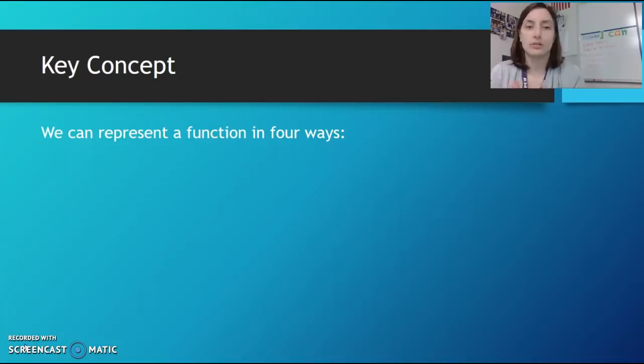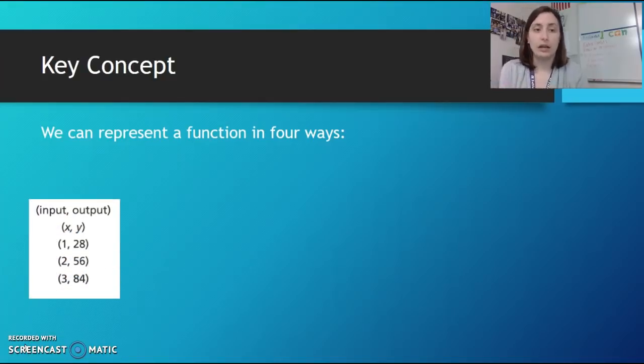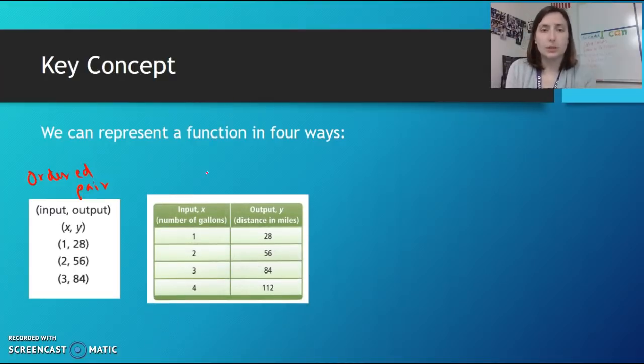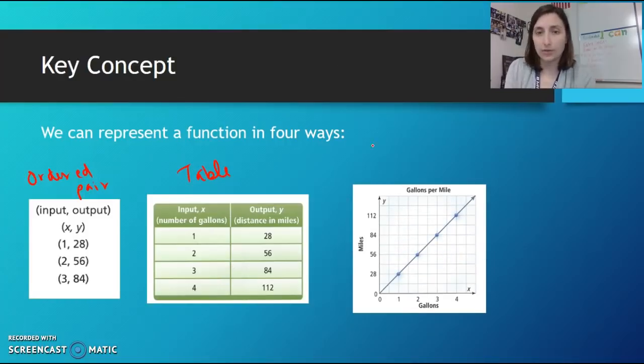So we can represent a function in 4 ways. We have our ordered pairs. And so remember, any set of ordered pairs is considered a relation. So we have our ordered pairs of x comma y, input comma output. We can do a table. So again, it's the exact same points shown in a table. We could make a graph. This happens to be a linear graph.